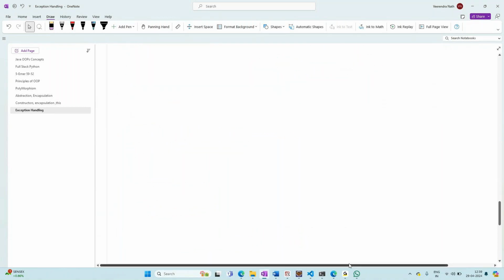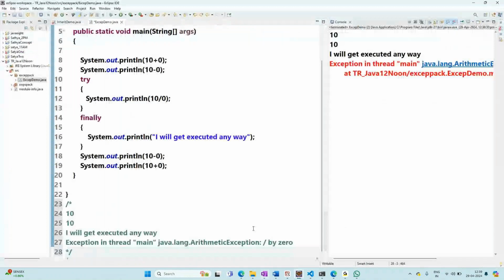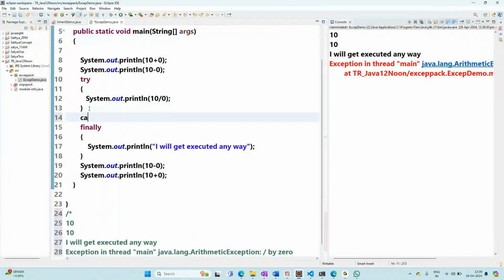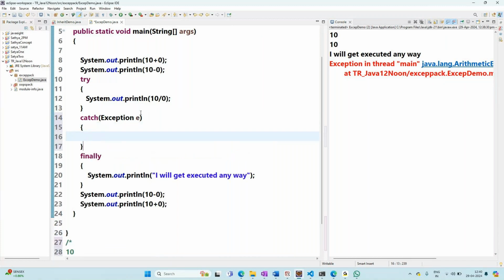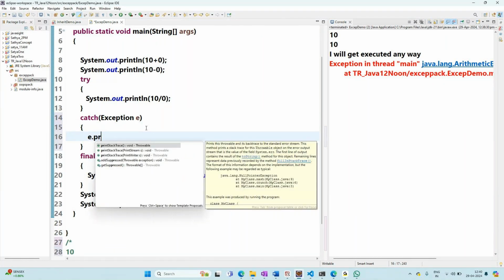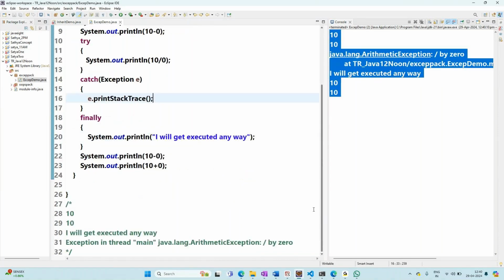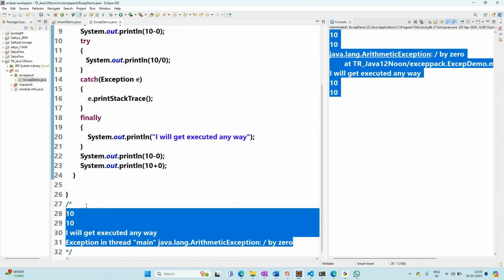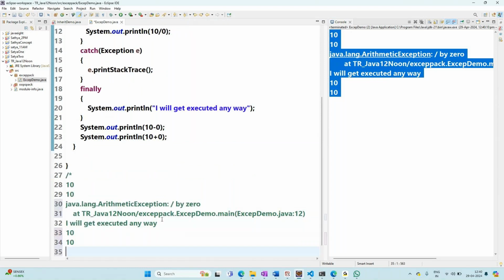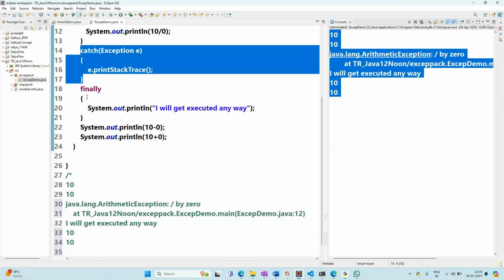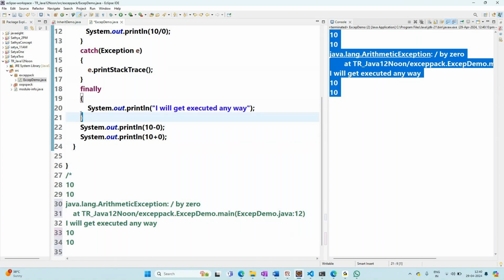Okay, so generally as per the industry standard, as I told you, you will have the catch. You will say Exception e, and then e dot printStackTrace. Simply run this, and now you are going to get this. So this is the way we deal with try, catch, and finally. Try is followed by the catch, and then you have the finally also.